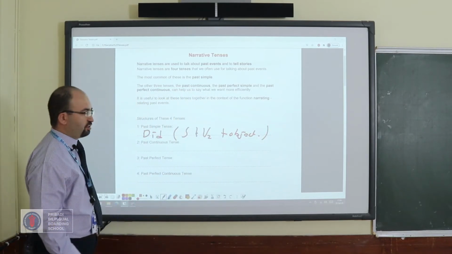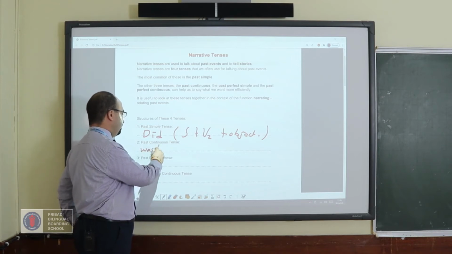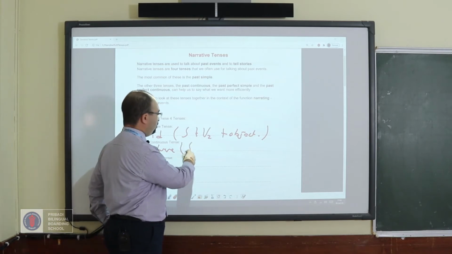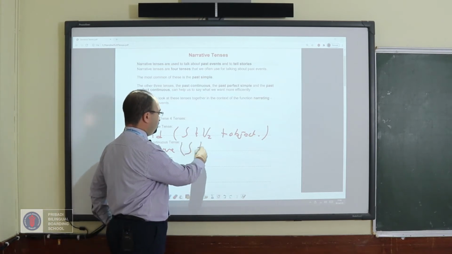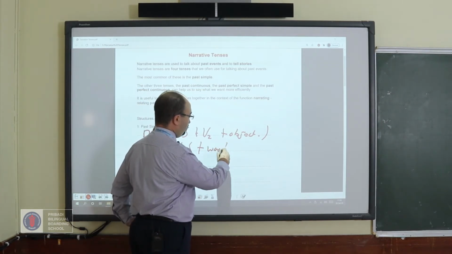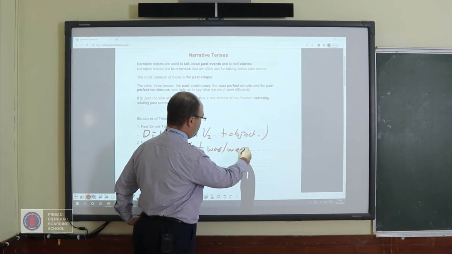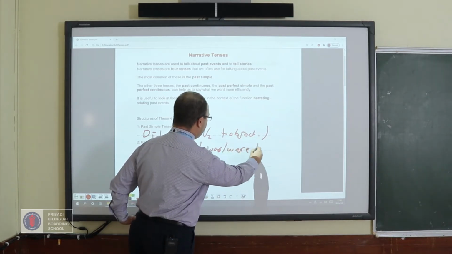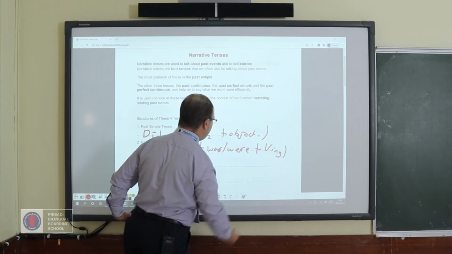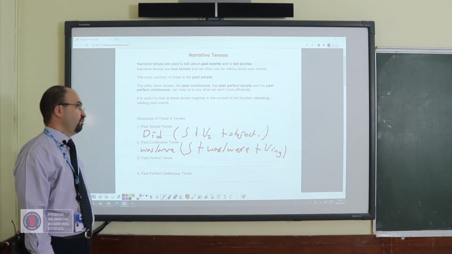Then past continuous, the most common feature is was and were. These are the auxiliaries we use. The formula for this tense is subject plus was or were plus verb with ing. I was sleeping when you came.